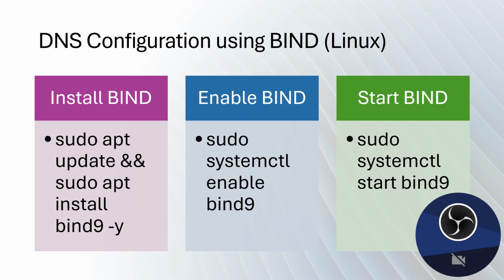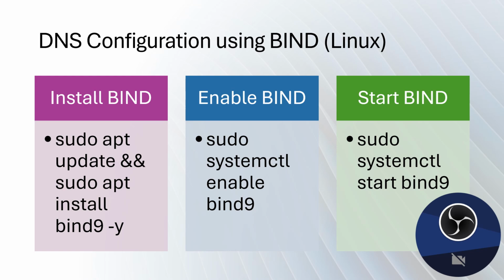Next, we're going to talk about DNS configuration using BIND on Linux. First, you're going to want to use the following command to install BIND: sudo apt update and sudo apt install bind9 -y. What this will do is ensure that we're using the latest, most secure version of BIND, and it allows us to configure and manage DNS zones, making it a critical component of network infrastructure.